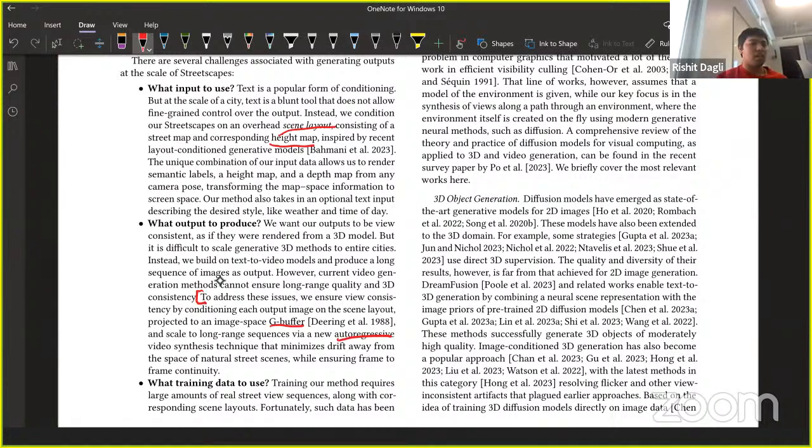Oh, yeah. So they build on top of stable diffusion. So yeah, it's just the stable diffusion backbone.